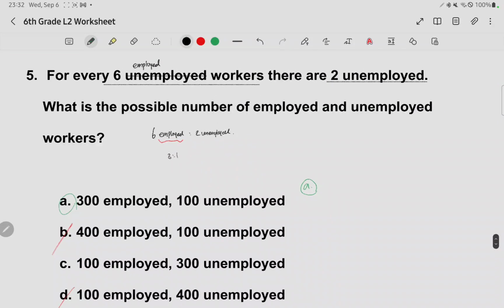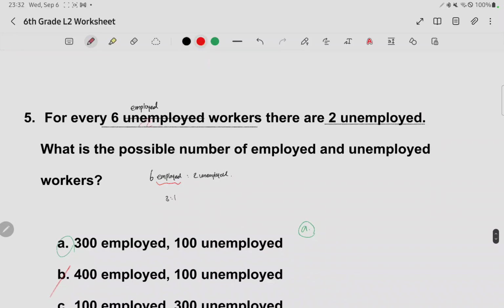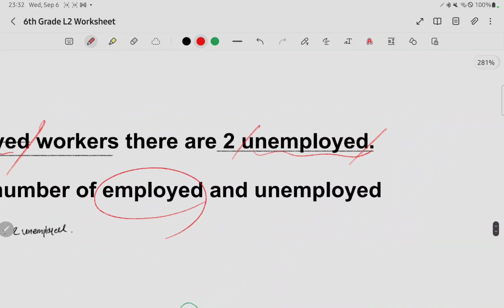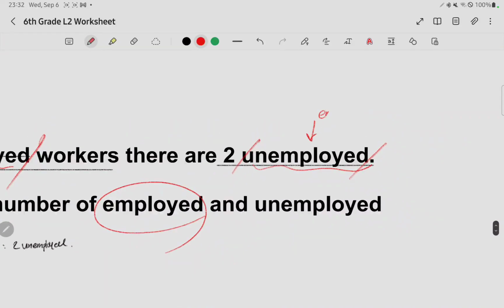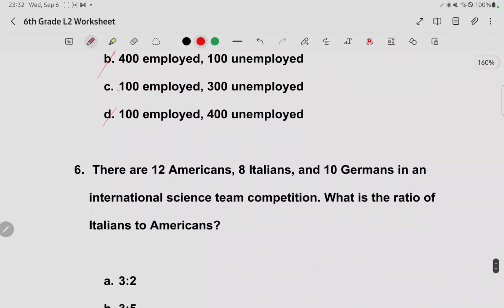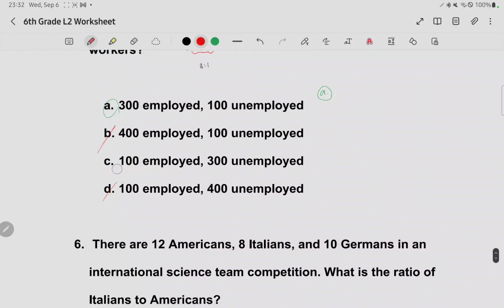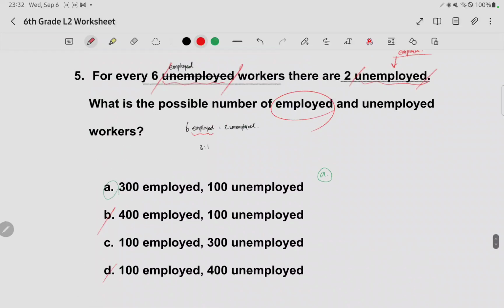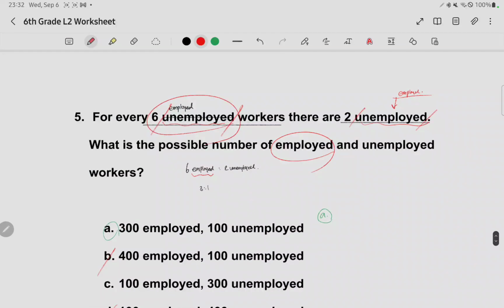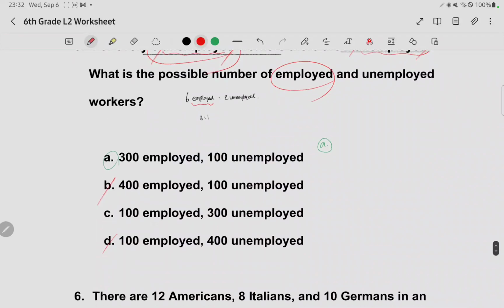But the question can be changed because we don't know whether this is employed or this is employed, because they mentioned unemployed for both. So if they actually made this one employed, then the correct answer is gonna be C. So it's either A or C, but since I made 6 as employed, the correct answer is gonna be A.